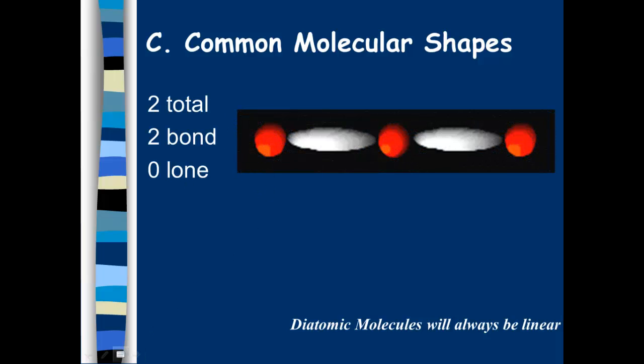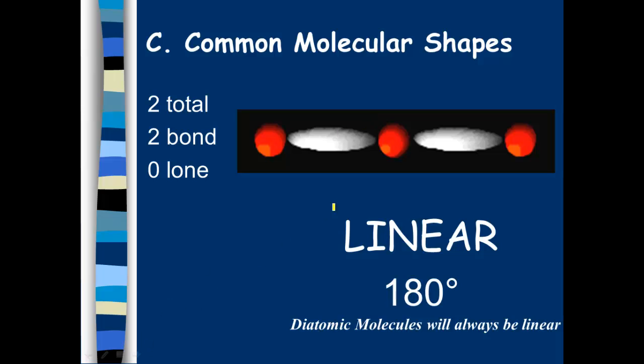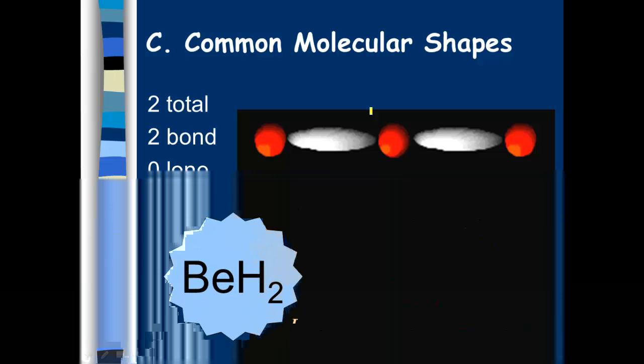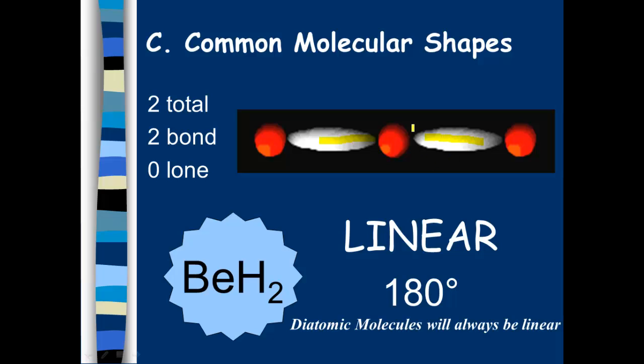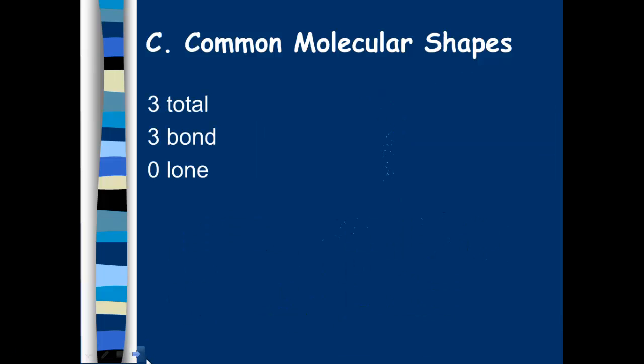All right, so to start off with, if you have two total groups coming off of the center, they're both bonding groups. This is going to be what we refer to as linear and 180 degrees. And so if you have in the center here two bonding groups and no lone pairs, it's automatically going to be linear. Now, one thing: any diatomic molecule, or anything that's only made of 2 atoms, will also always be linear. It's just one of those.